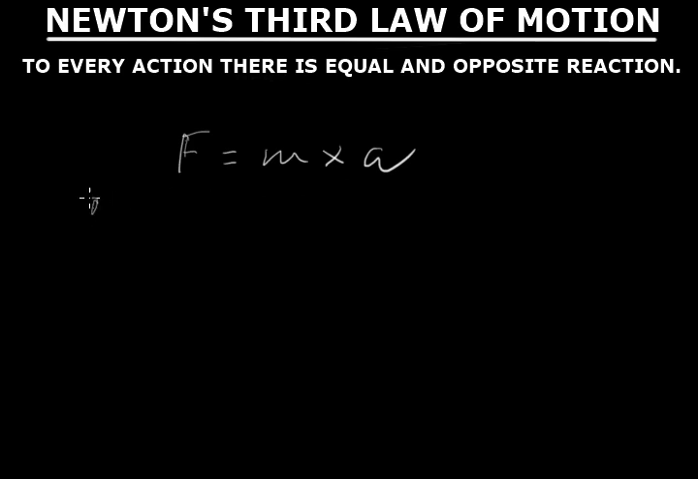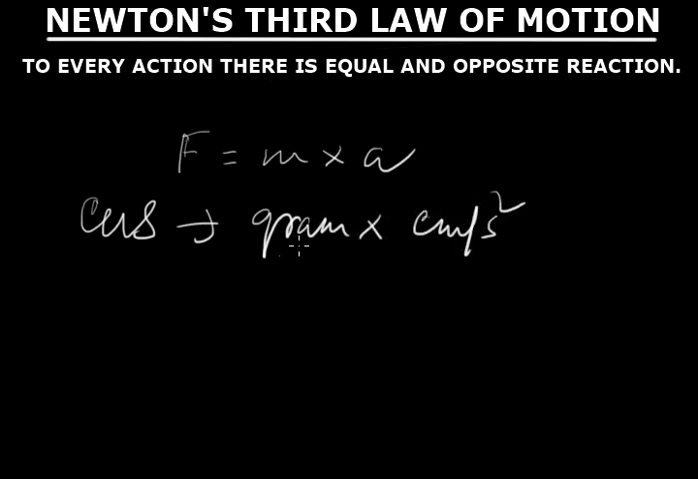In the CGS system, the unit of mass is gram and the unit of acceleration is centimeter per second square. So 1 gram into 1 centimeter per second square is equal to 1 dyne. So 1 dyne force can be defined as the quantity of force acting on a body of mass 1 gram that can generate an acceleration of 1 centimeter per second square. That is 1 dyne.